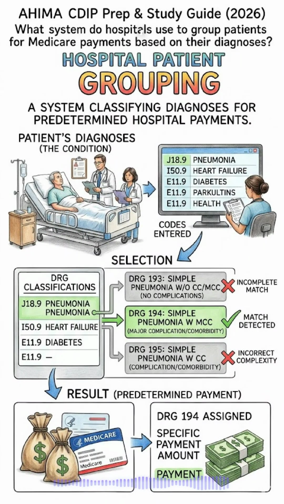20. What system do hospitals use to group patients for Medicare payments based on their diagnoses? Hospitals use diagnosis-related groups, also known as DRGs, to determine their final reimbursement payments. The DRG system groups similar medical cases together, so the hospital gets paid a fair amount.